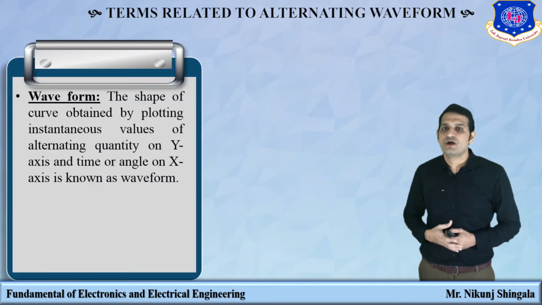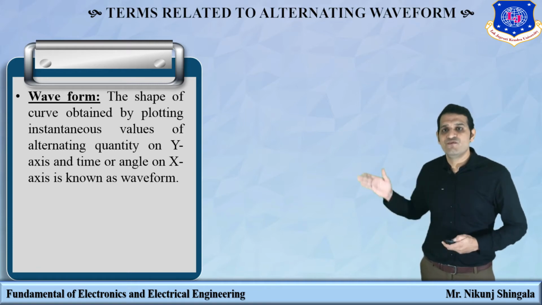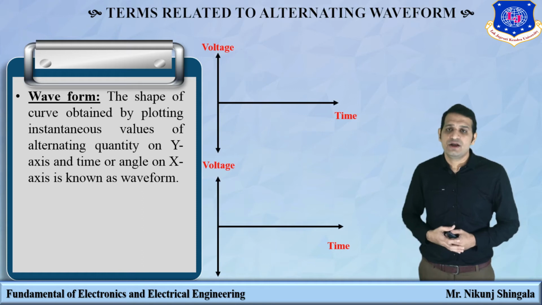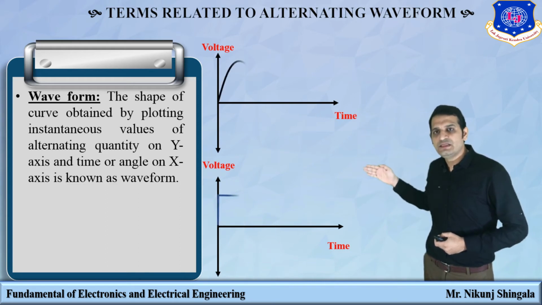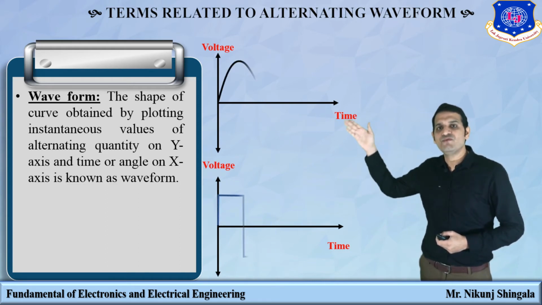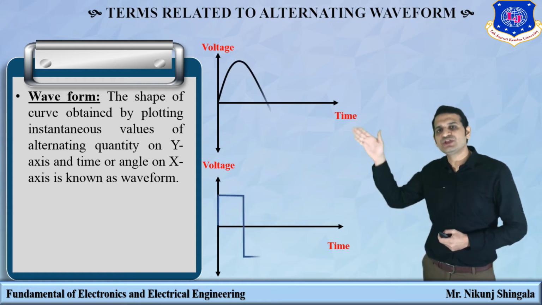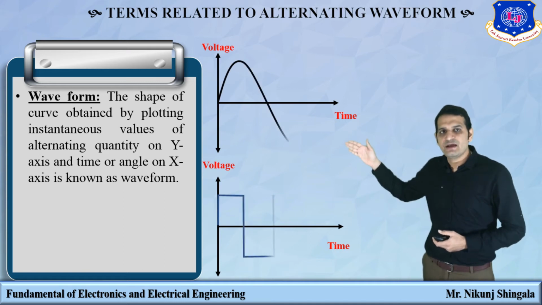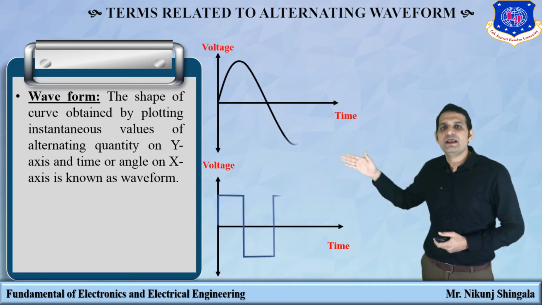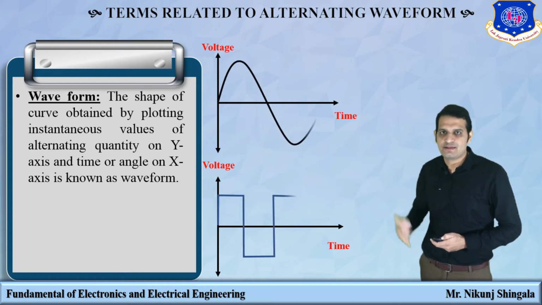The shape of the curve obtained by plotting instantaneous value on the y-axis and current time or angle on the x-axis is known as a waveform. Here you can see these are two waveforms of voltage versus time, and both are alternating waveforms, both changing periodically with time. On the x-axis, time may be there, angle may be there, different things can be there.